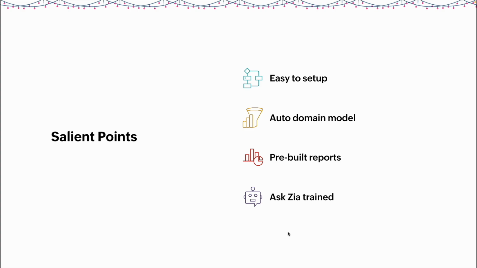Zoho Analytics understands the underlying relationship, and it automatically connects the data. And not only that, it also offers out-of-the-box reports. It comes with prepackaged reports and dashboards, at least 100-plus prepackaged reports and dashboards. And Ask Zia is pre-trained for all these line of business applications, which means you don't have to train Zia. It can instantly start generating accurate results over your CRM data or Books data.